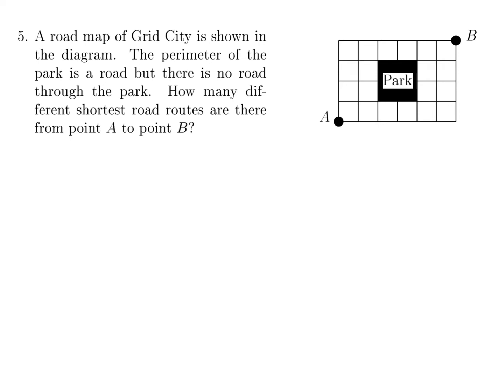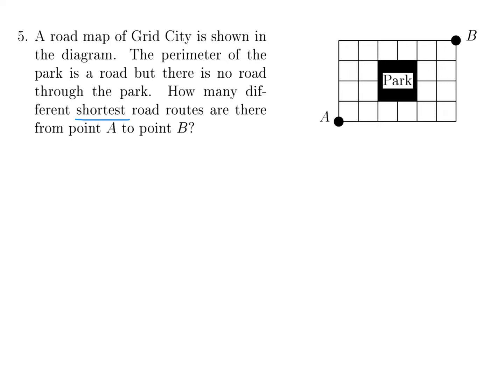A road map of Grid City is shown in the diagram. The perimeter of the park is a road, but there is no road through the park. How many different shortest road routes are there from point A to point B? The key word in this question is shortest, and you'll see later on why that is the key word.